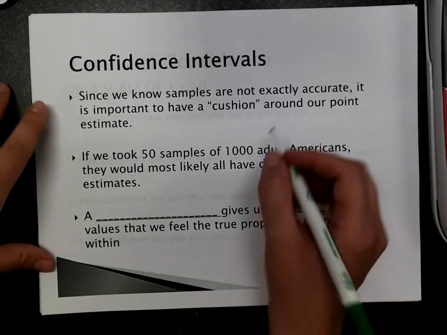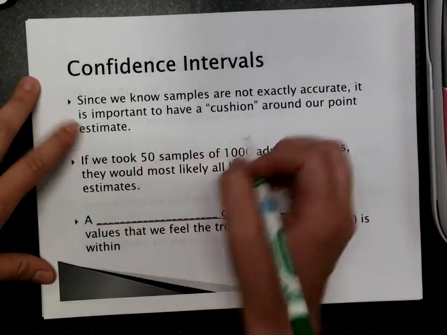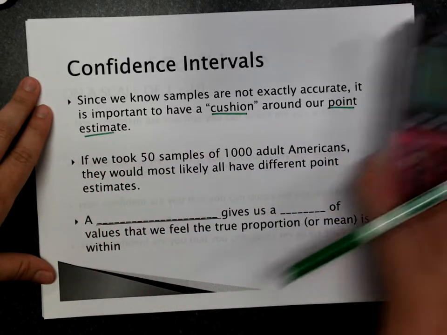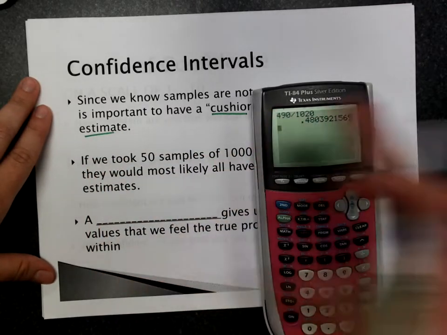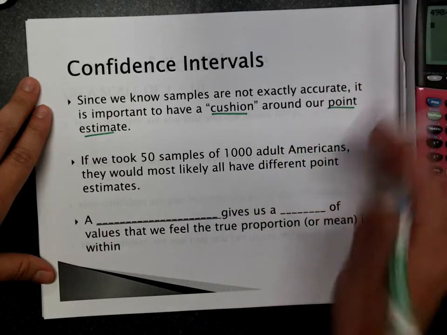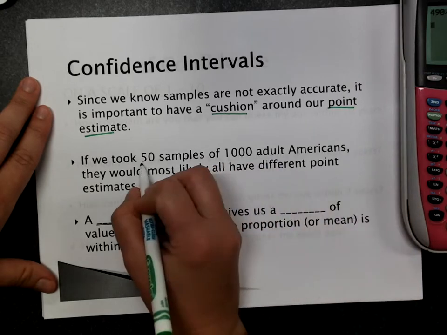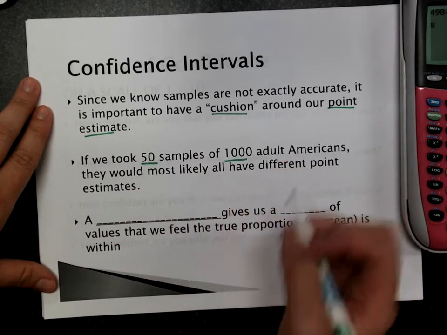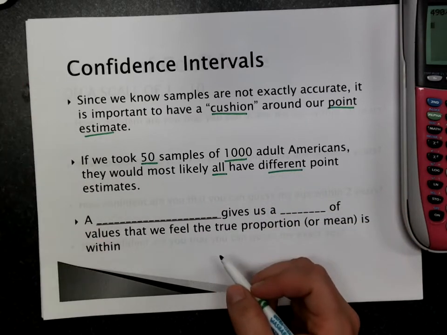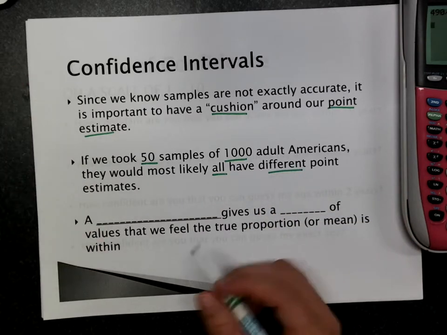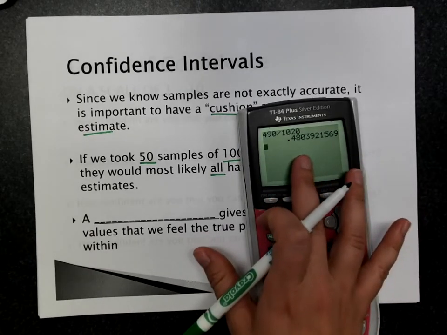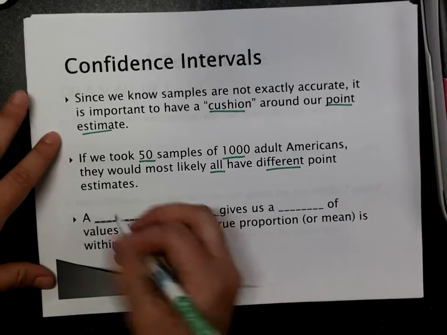So we know samples are not exactly accurate, so it's important to have what we call a cushion around our point estimate. We know it's not going to be exactly 48%. The true population proportion will not be exactly 48%. It will be around 48%. So if we took 50 different samples of these 1,000 adult Americans, they would most likely all have different point estimates. Every time we took a sample, we'd probably get a different point estimate, but hopefully they'd all hover around 48%.